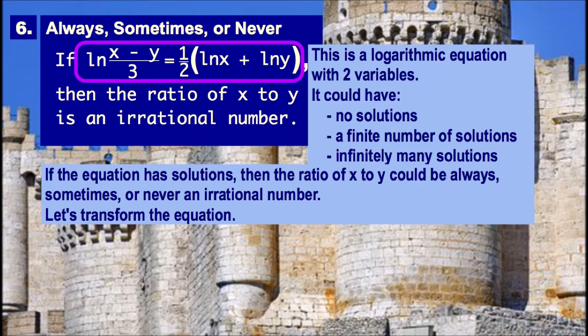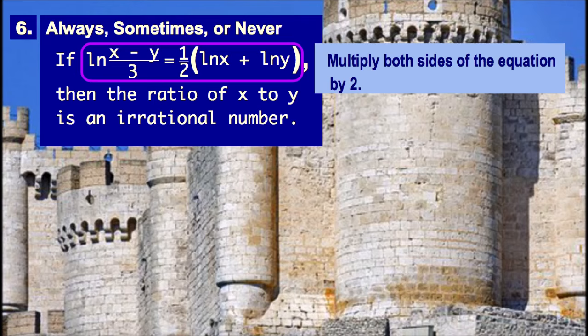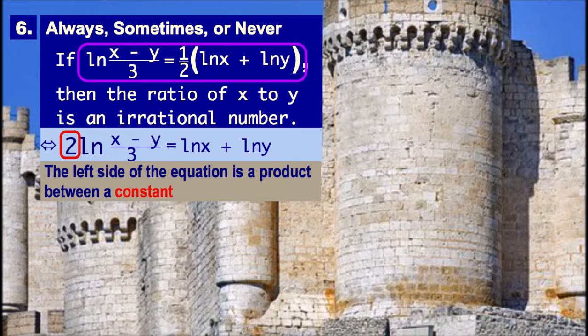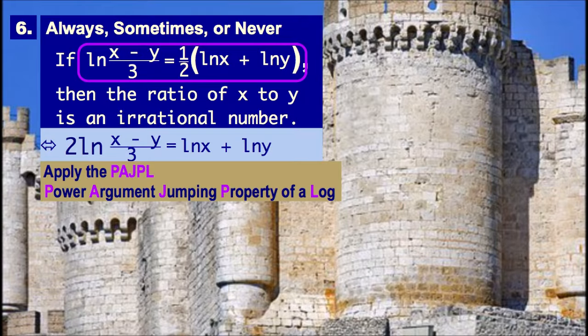Let's transform the equation. Multiply both sides of the equation by 2. Equivalent to 2 times the natural log of (x minus y)/3 equals natural log of x plus natural log of y. The left side of the equation is a product between a constant and a log. So we can apply the power argument jumping property of a log.